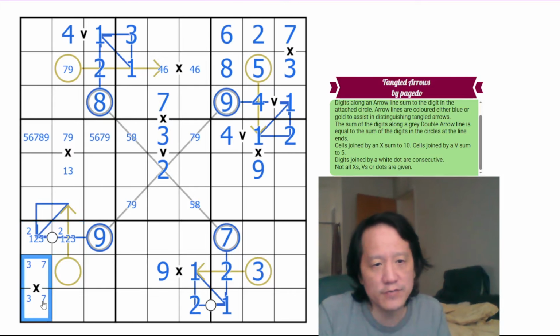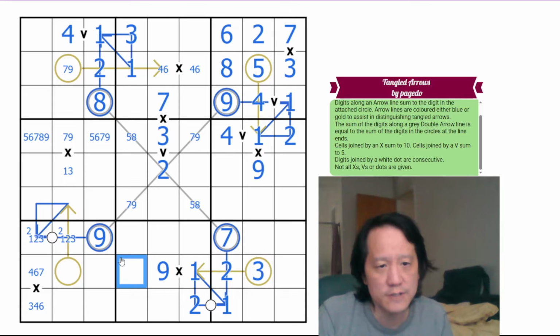This could be 3, 7 or 4, 6. We're not sure which. If this is 3, 7, this is 3 and that's 7. Otherwise, this is 4, 6.